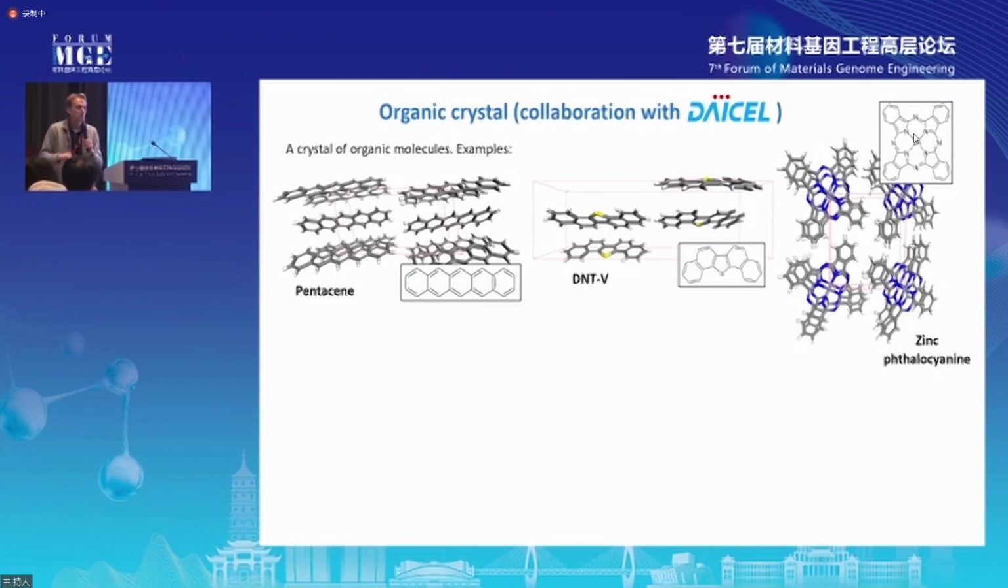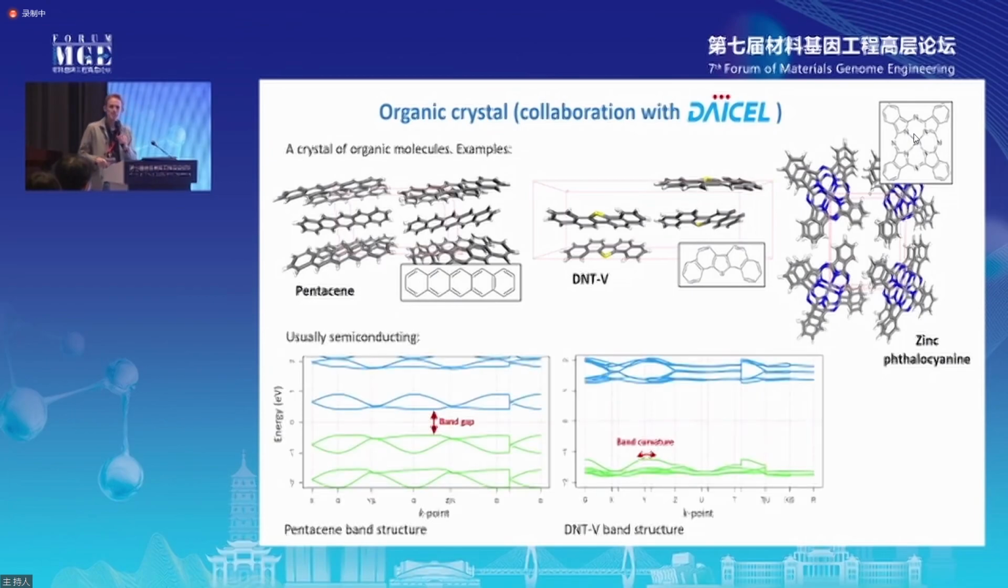This was a collaboration with a Japanese company called Daicel. It's a really big chemical supplier in Japan. An organic crystal is a crystal made of organic molecules. Okay, here's three typical examples. Pentacene, this is really famous. DNTT, this is a famous University of Tokyo compound. Zinc phthalocyanine, another really famous one as well. These are almost always semiconducting. If you calculate the band structures, you get a nice little band gap. The green parts are the occupied bands, the blue ones are unoccupied. Because of the semiconducting property, they are attractive for technological applications.